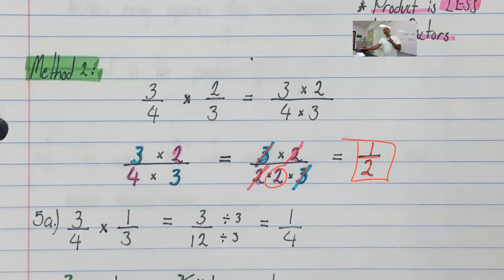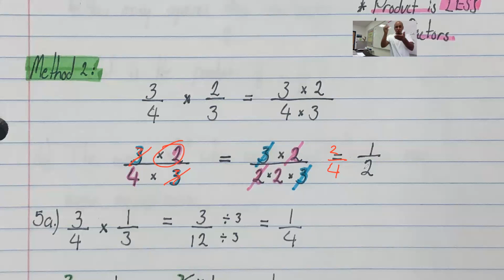Now, even if you hadn't broken down the 4, notice how it's still simpler. I see a 3, I see a 3, cross those out. I'm left with a 2 in the numerator and a 4 in the denominator. That is still simpler than having to simplify 6/12. I can just divide both of these by 2.